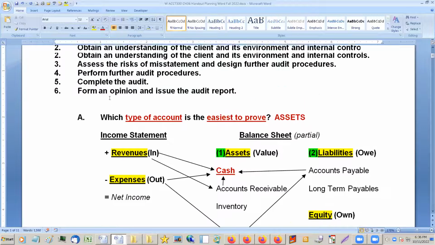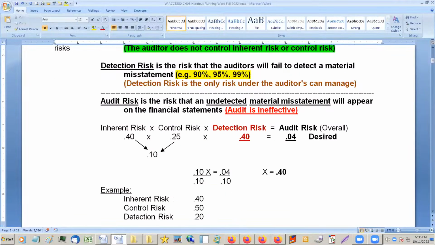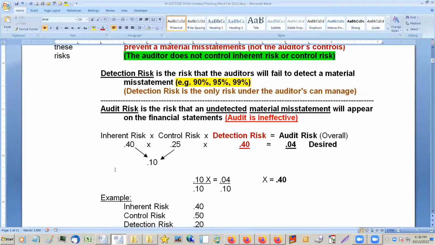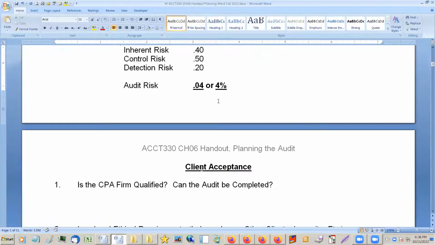Made a mess out of that one. All right, let me move this up a little bit. Oh, still not up far enough. Okay.